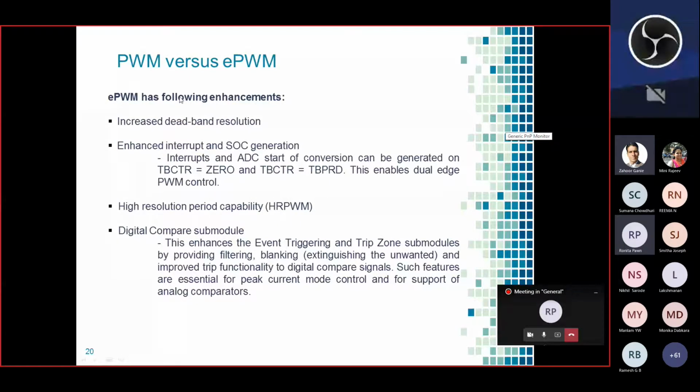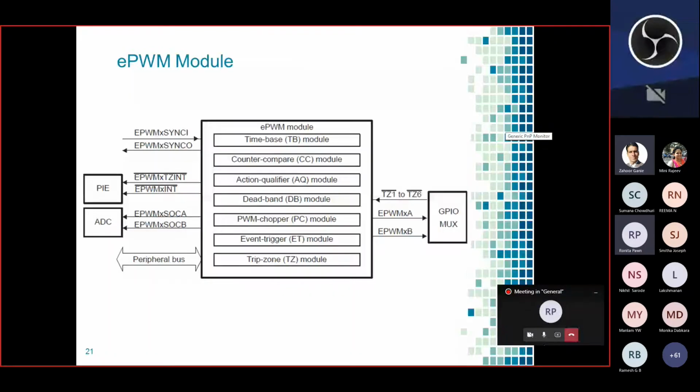But in general, in EPWM we use HRPWM for high frequency DC-DC converters, but not for inverters. And the digital compare submodule is also there, like you have event triggering and trip zone submodule. Those submodules let us discuss in detail. I'll discuss this point when we discuss the submodules in detail.